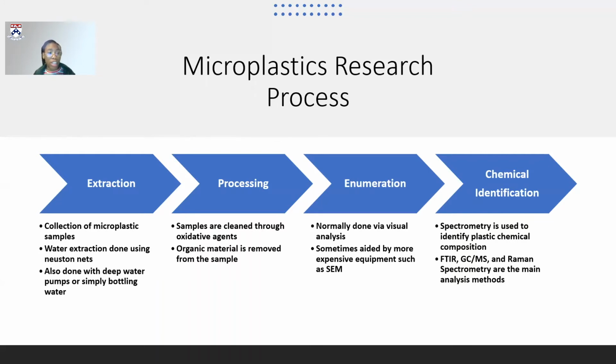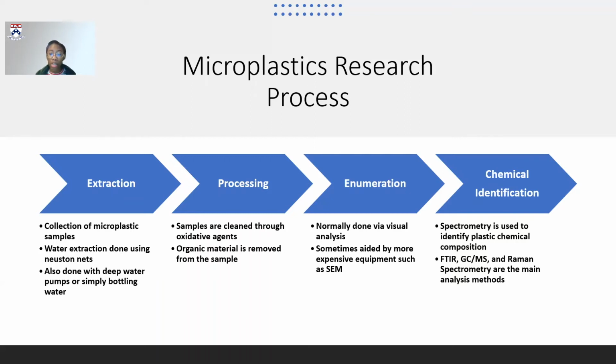After a sample is extracted from the body of water, it is processed by being cleaned using oxidative agents. Normally this cleaning process is done to remove organic material to make it easier to count microplastics in the sample later on. And that step is the enumeration step.